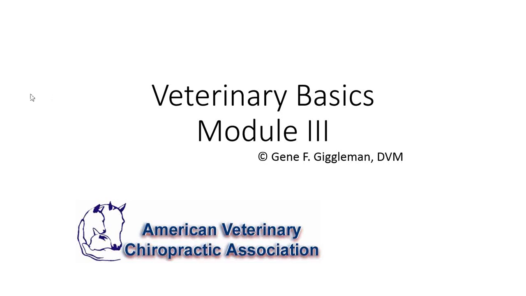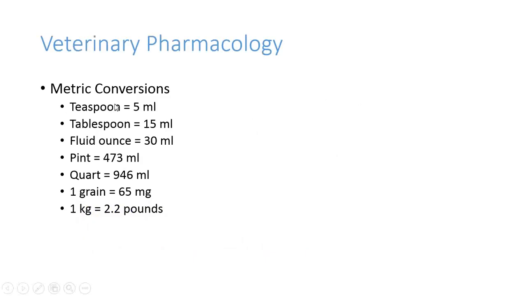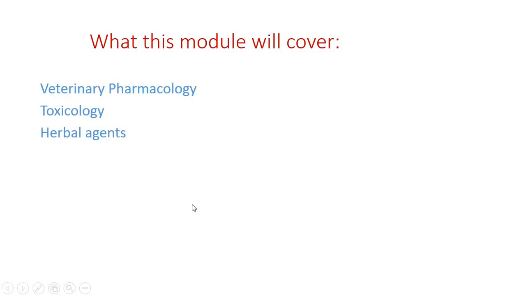But let me go over the first introductory portion rather quickly, and then the drugs and get to the herbal stuff, and hopefully this won't be 2 hours long, making you sit here and arduously listen for 2 hours. So we'll start off with the conversions. Things you need to know, probably learned in school: teaspoons 5 mLs, tablespoons 15 mLs, just simple conversions. What we will cover in here is some pharmacology, some toxicology, and then some herbal agents.